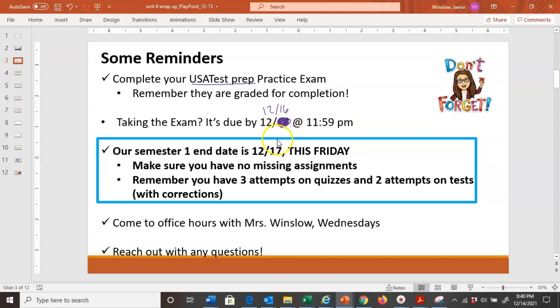Our end date is this Friday, so make sure you have no missing assignments and do any of those retakes that you want. We do have office hours today, Wednesday, and reach out with any questions. I'll be in office all week.